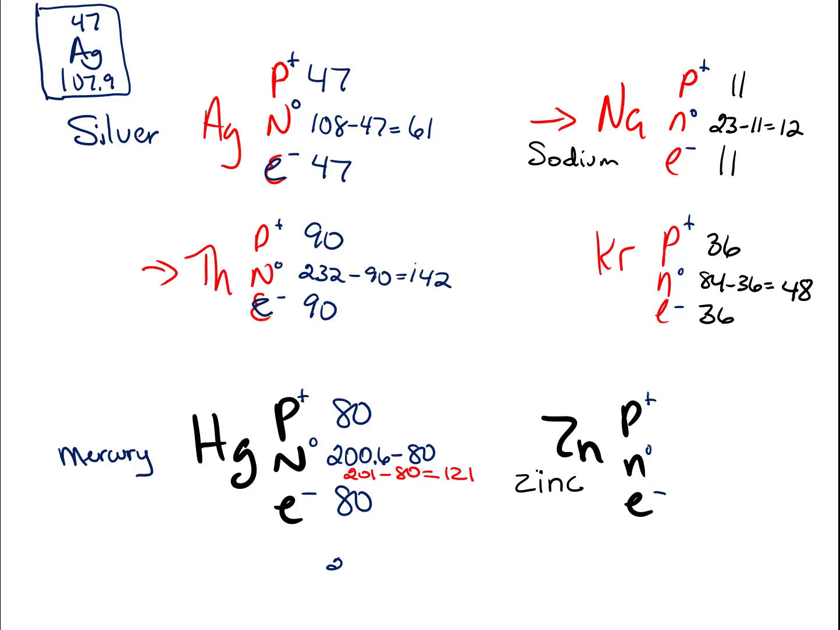Finding it. How many protons? 30. Which means it's also 30 electrons. Then if you find zinc at 65.39, I would round that, so it becomes 65, and subtract 30. 35 neutrons. So see, they're all the same.